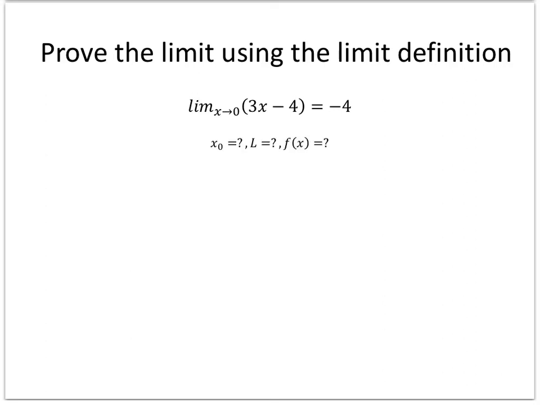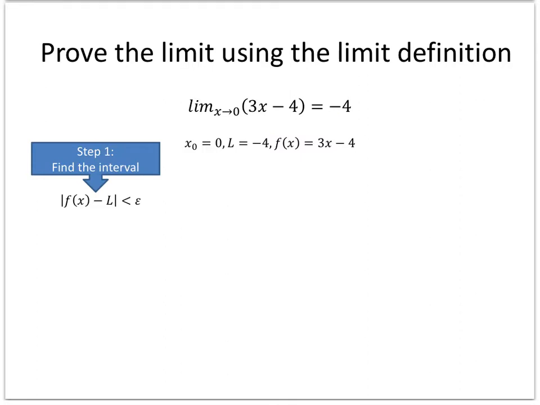So the first thing we need to do is get all of these pieces here. So what's x0? What's L? It's -4, and f of x is your function. Yeah. So you have to figure out what all those pieces are. Remember, x is always heading to x0, my value of interest.